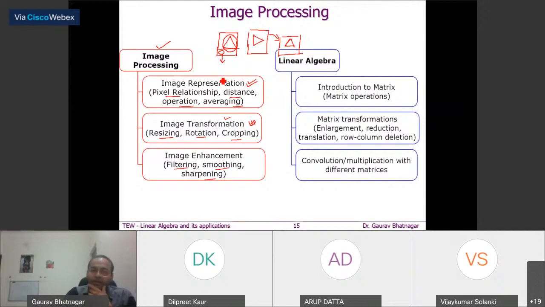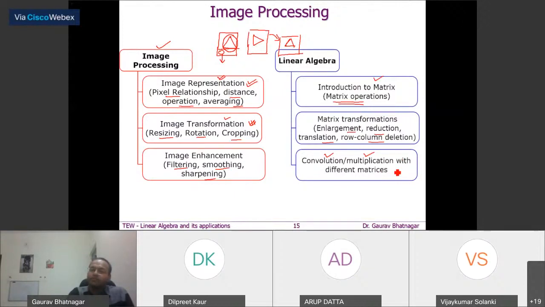So when you try to represent an image, you are talking about an introduction to the matrix. Every image is going to be represented by a matrix, and all these relationships, distances, operations, averaging are nothing but the different matrix operations which you are aware of in linear algebra. When we talk about image transformation, it is again going to be matrix transformation. It may be enlargement, reduction, translation, row-column deletion. So all these operations or transformations which you might have in linear algebra will lead to image transformations as well. Similarly, when you talk about enhancement, it's all about the convolution or the multiplication of the original image with different matrices.